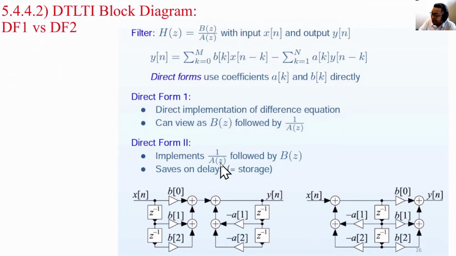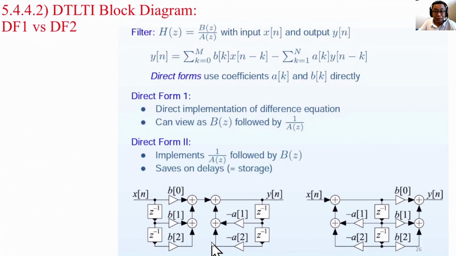We have implemented 1 over A(z) before B(z). That's the whole idea, and it saves on the delays. And it is nothing but factorization. It's H1 multiplied by H2 or H2 multiplied by H1. It is the same. There are many other ways to organize this block diagram, but in this course we are only focusing on DF1. With that, thank you very much.